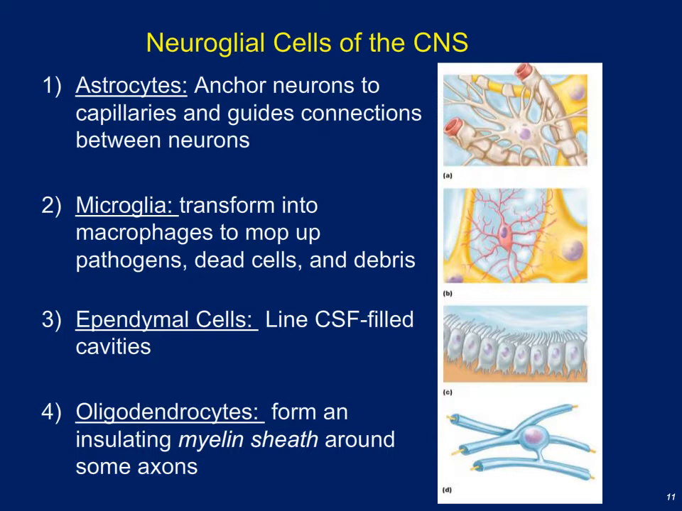The ependymal cells line cerebrospinal fluid-filled cavities within both the brain and the spinal cord and have a role in generating this special fluid. And finally, the last type of neuroglial cell found within the central nervous system are the oligodendrocytes. The oligodendrocytes are the cells that are responsible for insulating the axons of CNS neurons. So they wrap around and form something called the myelin sheath, which is very important for speeding up nerve impulses and also protecting the axons.